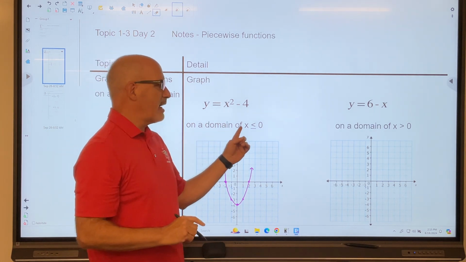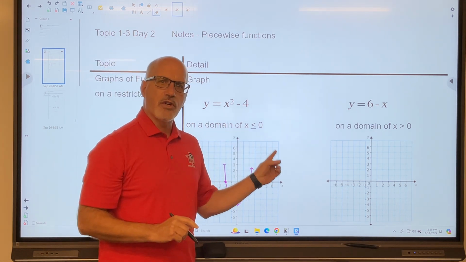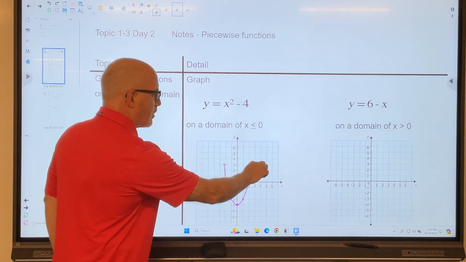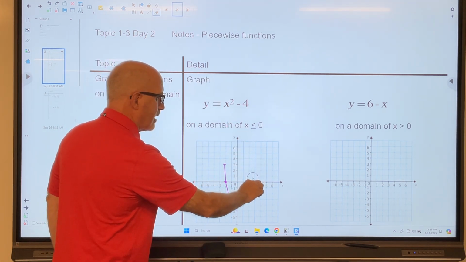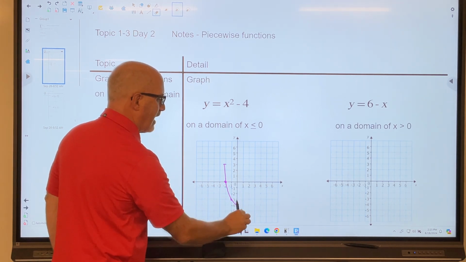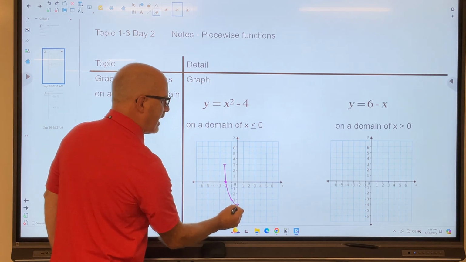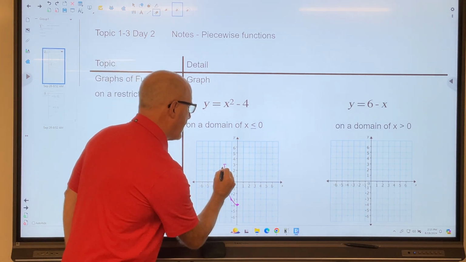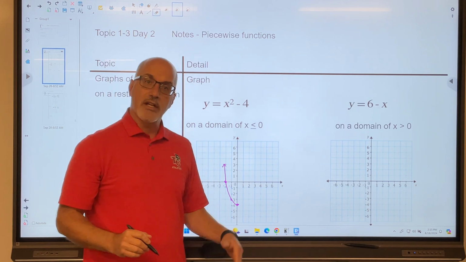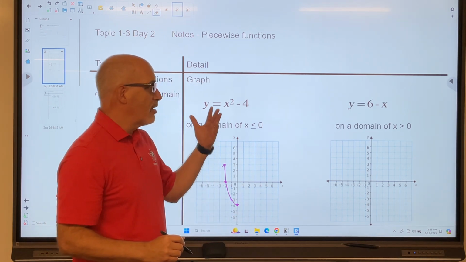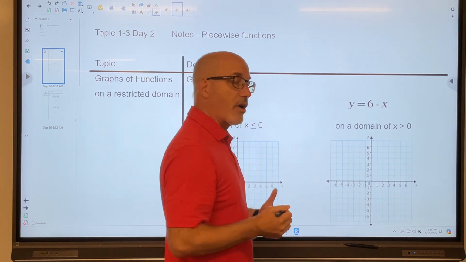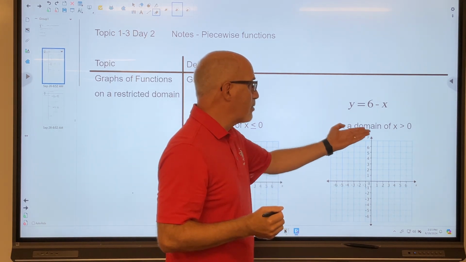Now what this says is only use a domain of less than or equal to 0. So we're going to erase all of the domain that's the positive values. It's going to stop here at 0, so we only get half of the parabola, the half that goes to the left side of the axis. We're going to do the same sort of thing here: graph the whole thing and then erase part of the domain because of the restriction.